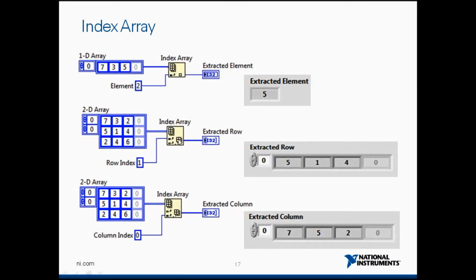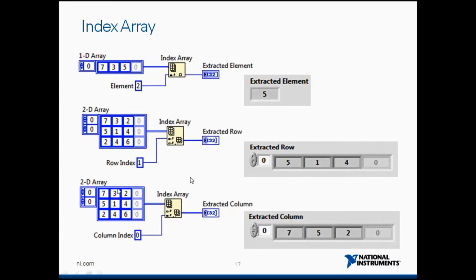In this particular case, this is a 2-dimensional array and I want to extract an entire row. So what I can do is give the row number. Here the row number is 0, 1. So this is my first row, and that is what I'm extracting using the index array function.